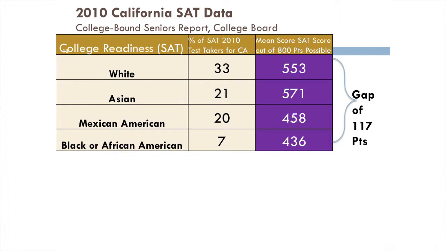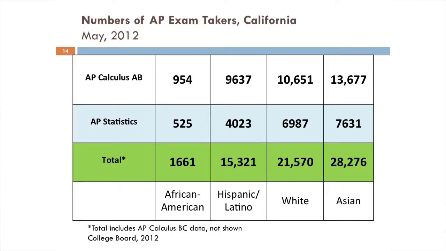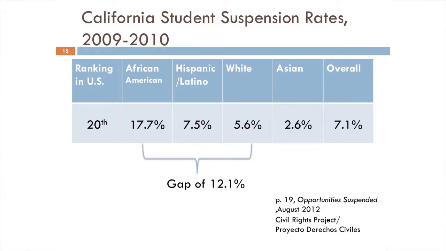So examples of achievement data: SAT scores, again, disaggregated by race so that we can see the gaps, right? Okay, so an example of access data: AP exam takers, again, disaggregated by race so we can see what the gaps are, where the differences are. And then opportunity data, an example of opportunity data are suspension rates, again, disaggregated by race, because if the student's suspended and they're not in class, that means they don't have an opportunity to learn, right?